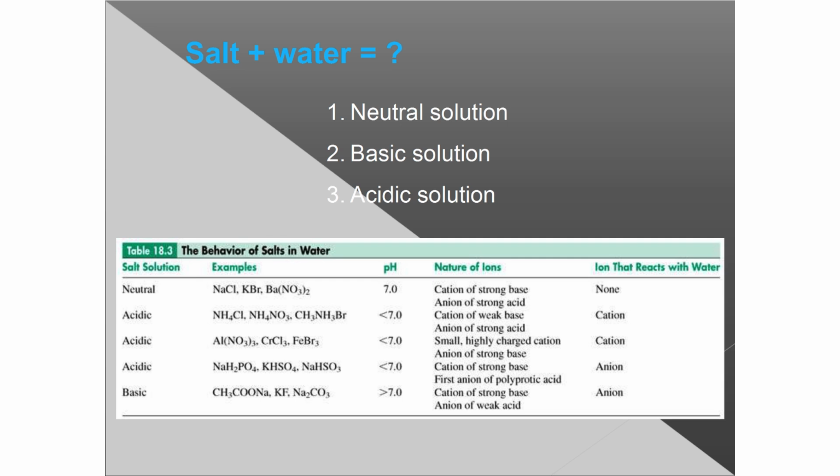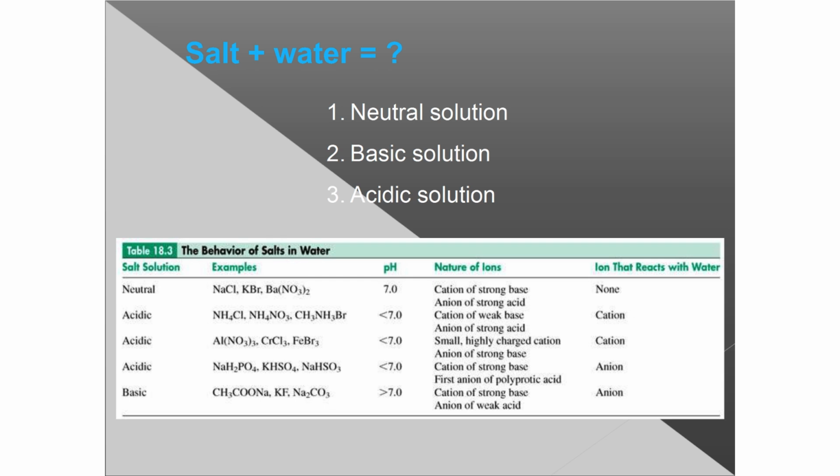For acidic salt solutions, we have several categories. One type includes salts like ammonium chloride, ammonium nitrate, and methylammonium bromide, with a pH less than 7.0. Here, the anion comes from a strong acid, and it's the cation that reacts with water. Another type includes salts like aluminum nitrate, chromium chloride, and iron bromide, where the cation is from a weak base, and it's the cation that reacts.